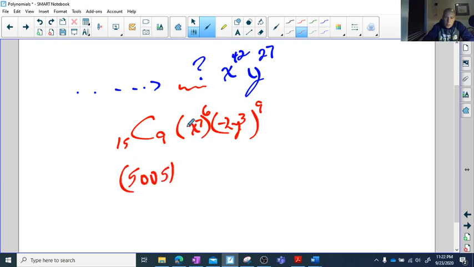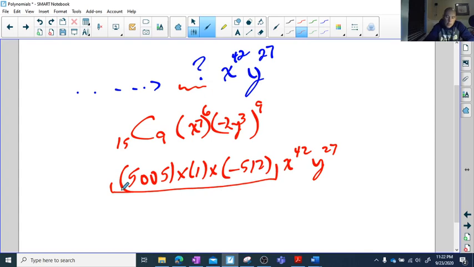Now I need the coefficient here, which is just a 1. So 1 to the 6th, that's just 1. And then I need negative 2 to the 9th power, which is a negative 512. My x will be to the 42, which is what I want. And my y will be to the 27, which is what I want. So then I just need to find the product of these. So 512 times 5005 will give me negative 2,562,560 x to the 42, y to the 27.